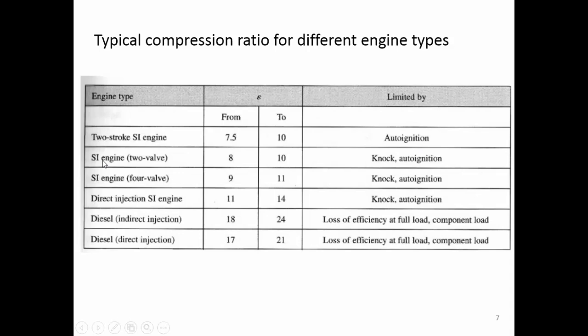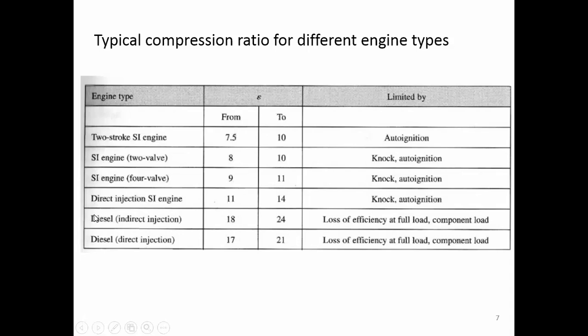Okay. SI engine, right? Two valve. This is the old engine, a very old one. They have one inlet valve, one intake valve, one exhaust valve. It goes from 8 to 10. This is the SI engine with 4 valves. That means they have 2 inlet valves, 2 exhaust valves. They can start from 9 to 11. Not 911. Okay, they have direct injection SI engine. For the direct injection SI engine, you can go for a higher compression ratio than the conventional SI engine.